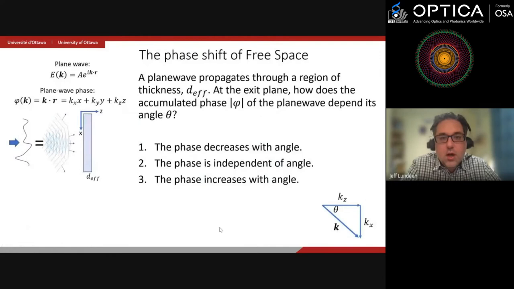Okay, so you guys probably understand that. So how does the phase depend on the angle of the plane wave as it travels through some slab of medium of thickness d-effective? Okay, Niladri, you can launch the next poll. We're already on to our third poll.